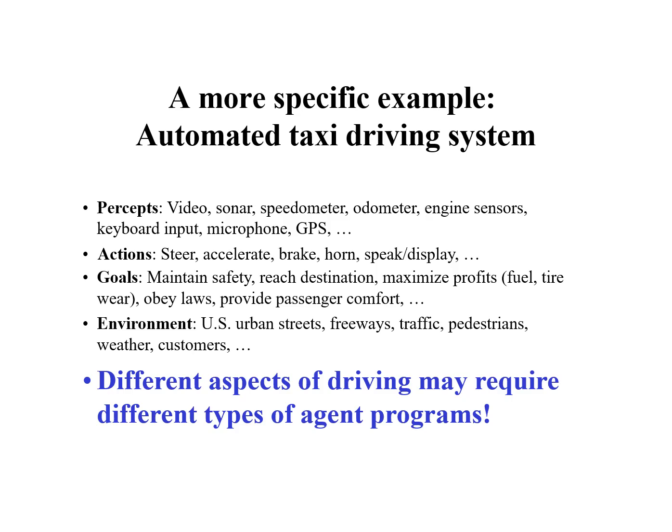Different aspects of driving may require different types of agent programs. Here it states that the automated taxi driving system changes according to the change in environment. That is, we can't use this automated taxi driving system in another place. It can only be used specifically in these conditions, that is US urban streets, freeways, traffic, pedestrians, weather, and customers.